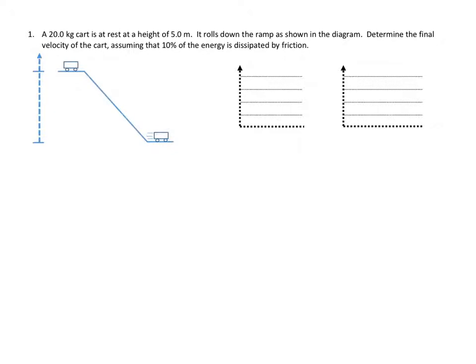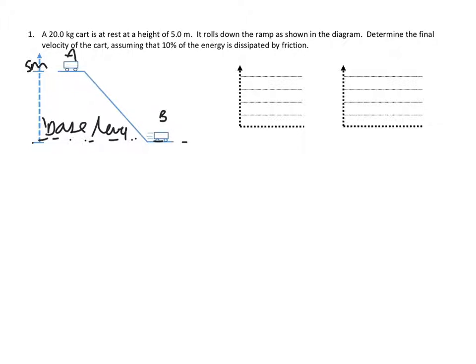First one tells us that a 20 kilogram cart is at rest at a height of 5 meters. It rolls down the ramp as shown in the diagram. Determine the final velocity of the cart, assuming that 10% of the energy is dissipated by friction. On our diagram, first thing we want to do is label our base level. And then up here would be my height of 5 meters. This will be A at the top and then B at the bottom.